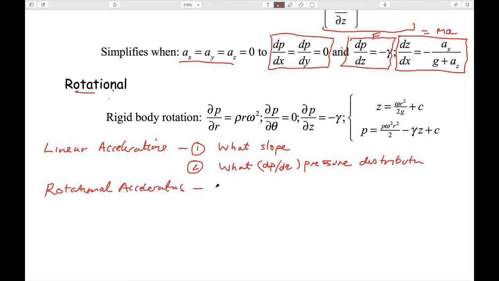And answer the same questions. What slope? These questions. And also, what dP dz? Okay, first things first, right? So that's basically our task for today.